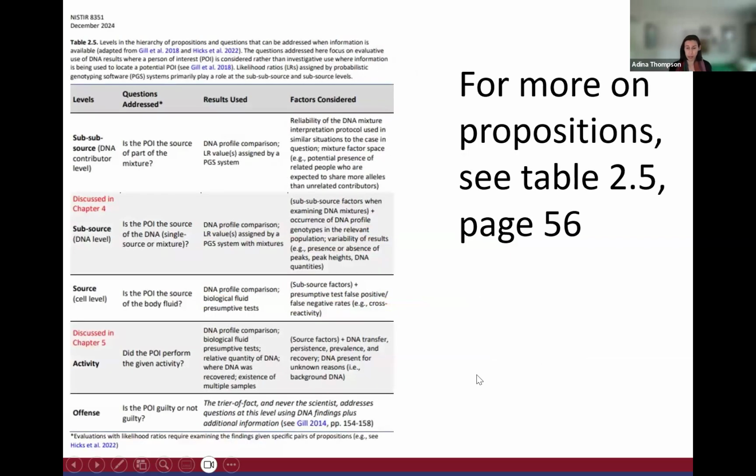I want to mention, on the previous slide, I mentioned propositions or questions that we're asking about the evidence. I want to flag this table in the MIFR. This is table 2.5 on page 56. This deals with the various proposition levels.